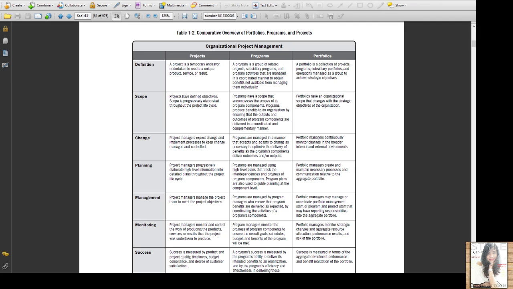OPM is defined as a framework. So, a framework in which portfolio, program, and project management are integrated with organizational enablers.